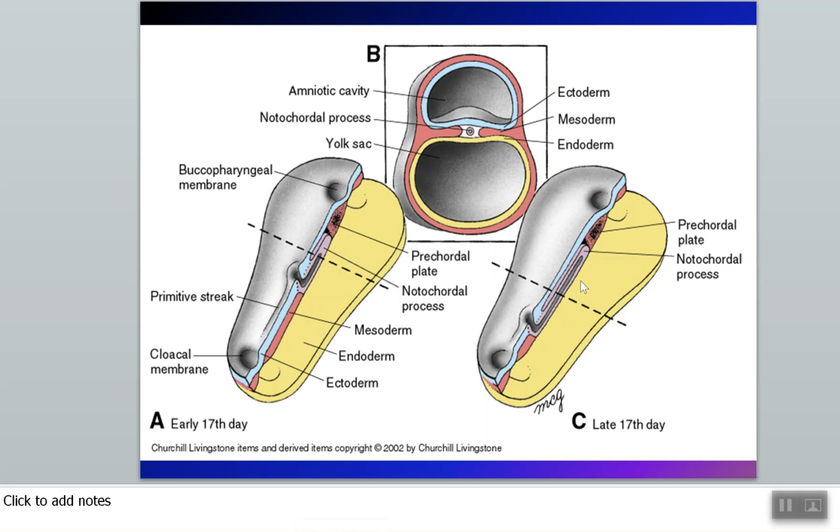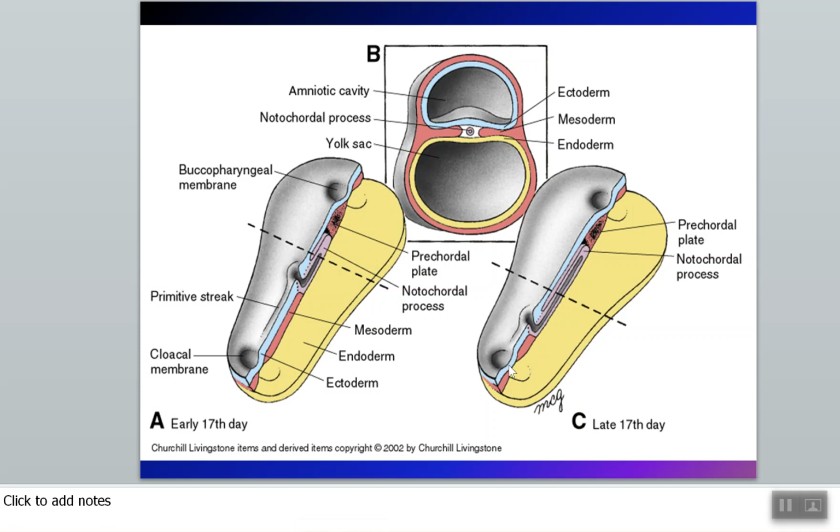Another point in this picture, you can see depressions in the cephalic and the caudal end of the embryo. This cephalic depression is named the oropharyngeal membrane. Here, the ectodermal layer is directly attached to the endodermal layer. It means that here we don't have the mesoderm.